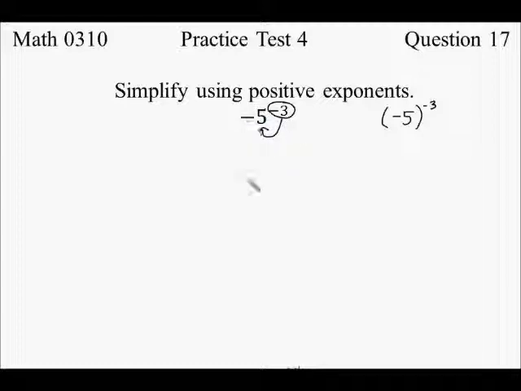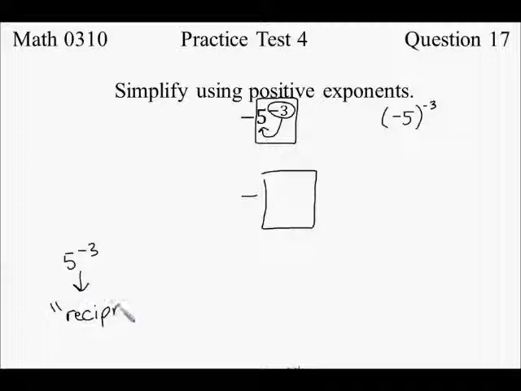Okay, so let's go ahead and write down our minus sign, and then let's figure out what 5 to the negative third power is. Well, remember, a negative power is the same as reciprocal. So 5 to the negative third is the same as the reciprocal of 5 to the third, because that negative power means reciprocal. The reciprocal of 5 to the third would be 1 over 5 to the third.